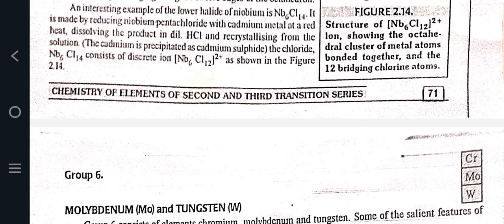It is made by reducing niobium pentachloride with cadmium metal at a red heat, dissolving the product in dilute HCl and recrystallizing from the solution. The cadmium is precipitated as cadmium sulfide. The chloride Nb6Cl14 consists of a discrete ion Nb6Cl12 2+, as shown in figure 2.14.